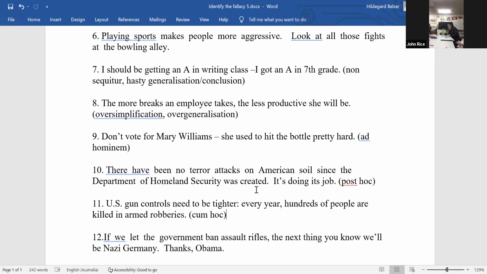Gun controls. So lots of people can buy guns, and hundreds of people are killed in armed robberies. I guess some people do draw a logical connection, but it's not strictly necessary. I mean, there could be other factors that are causing the armed robberies.